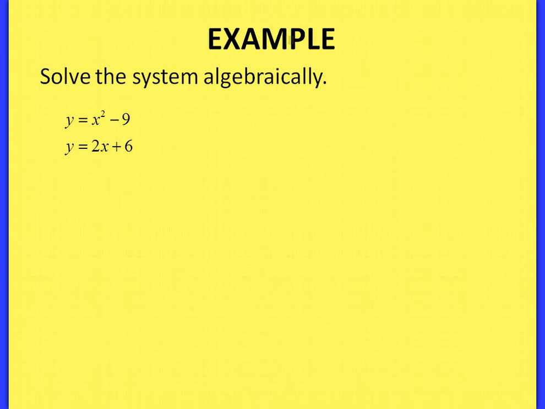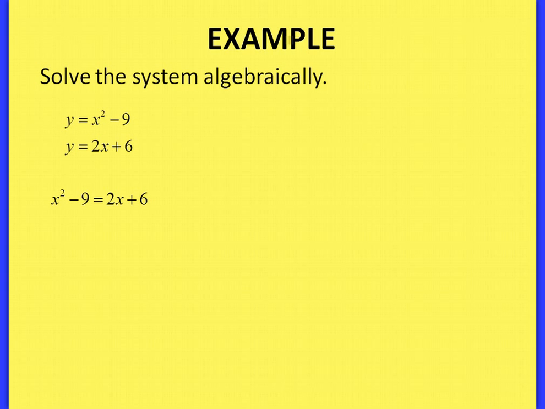The quadratic does look a little different here. It's x squared minus 9. We don't have a linear term there. But they're both equal to y, so that means that we can set them equal to each other. So we have x squared minus 9 equals 2x plus 6.